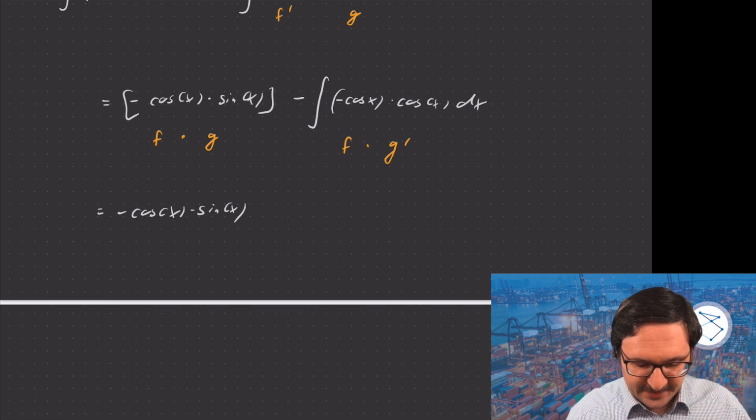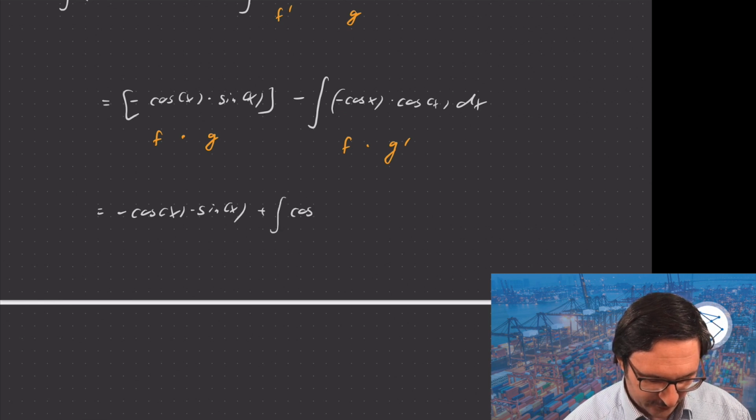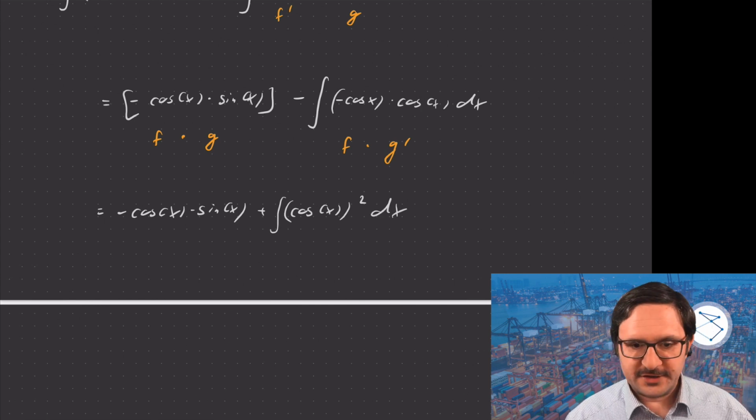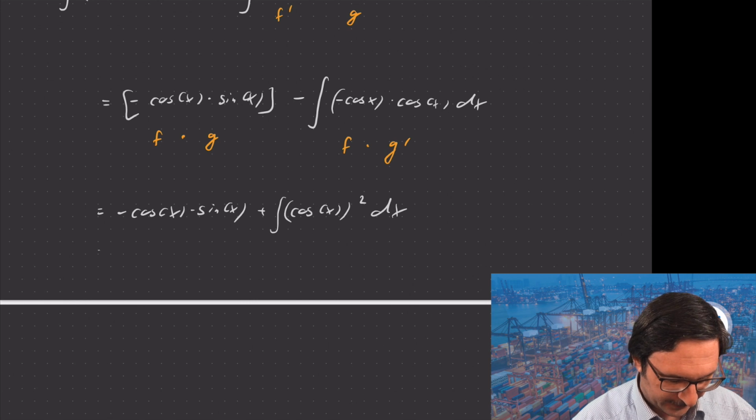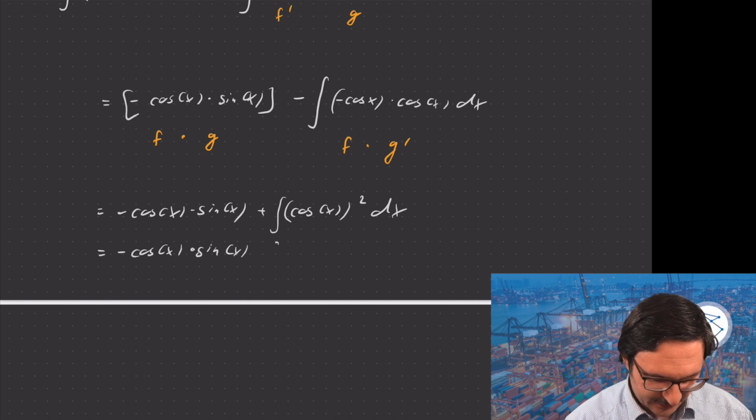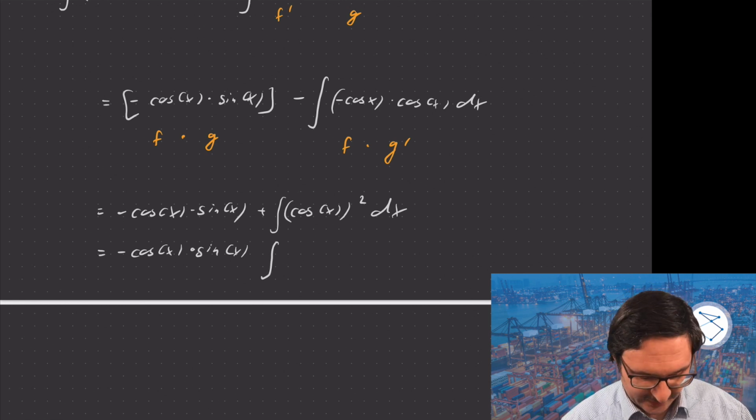So what we have here is, we can take out that minus, and then we're left with the integral over cosine of x squared dx. And that's similar to what we started with, but not quite the same. So let's do a little reformulation here. And as you know, the cosine squared plus the sine squared equals 1. Or in other words, the cosine squared is 1 minus the sine squared.